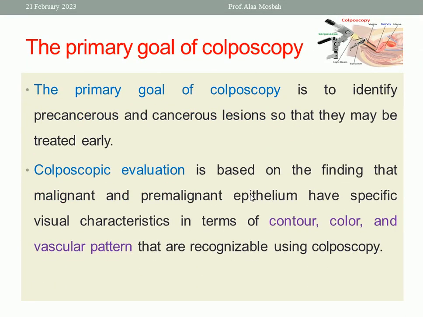So, what is the primary goal of colposcopy? Generally, the primary goal of colposcopy is to identify precancerous and cancerous lesions so that they may be treated early. Of course, when you treat the precancerous lesion early, or even an early invasive cancer, it has a better prognosis. Colposcopic evaluation is based on the finding that malignant and pre-malignant epithelium have specific visual characteristics in terms of color, contour, and vascular pattern that are recognizable using colposcopy.